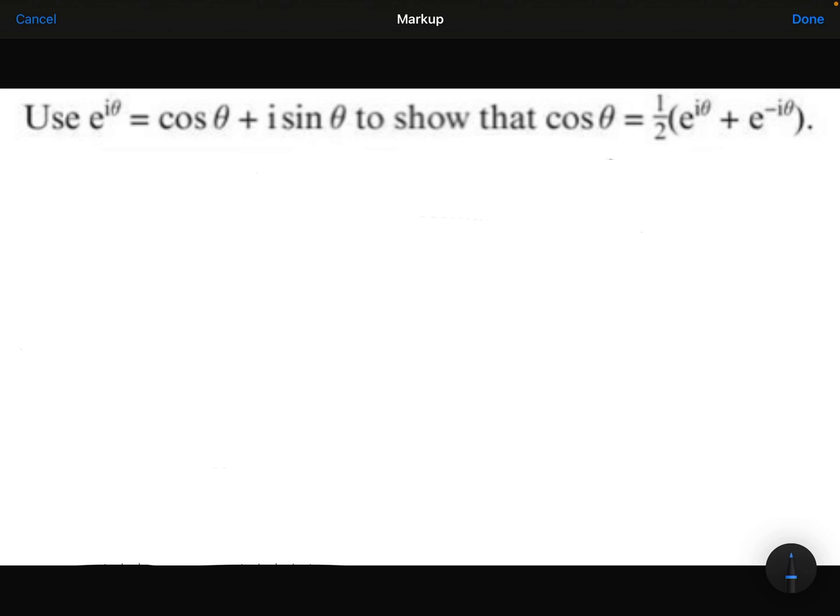Finally, for this video, we are told to use Euler's relation, e to the i theta is equal to cos theta plus i sine theta, and I need to show that cos theta is the same thing as a half e to the i theta plus e to the minus i theta. This is going to be a really useful result later on in this topic. And we're just going to show that it's true in this case. So starting with this, I'm just going to write it down to begin with. e to the i theta equals cos theta plus i sine theta.